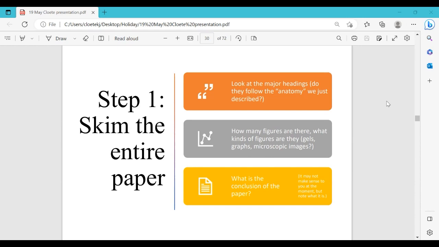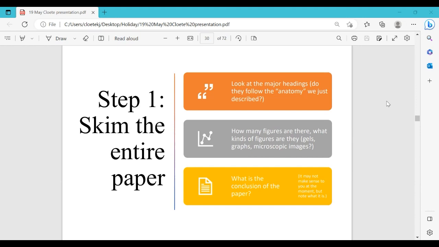Then what kinds of figures do they generally include? Do they include gels? For example, if you analyze DNA, will they include a gel of the DNA? Sometimes this is not really relevant, so some people won't include this. What type of graphs do they include? If they include microscopic images, how do they represent it?